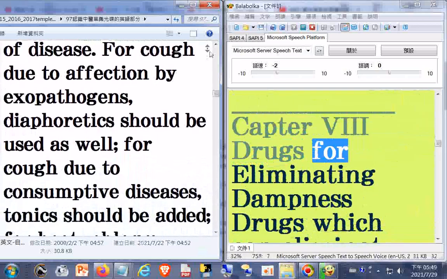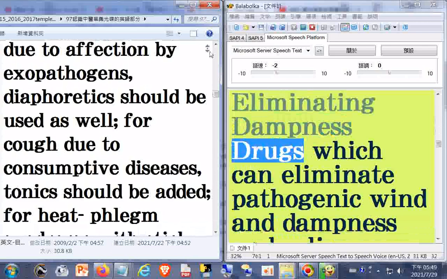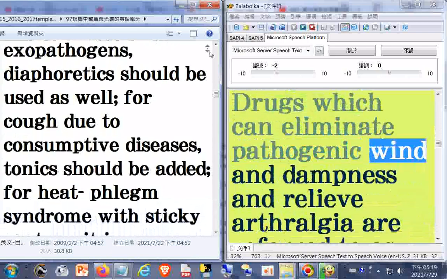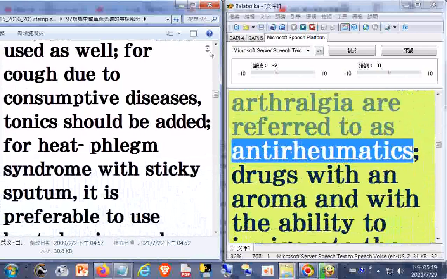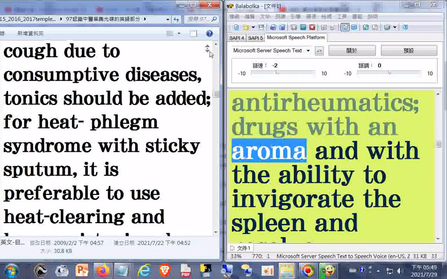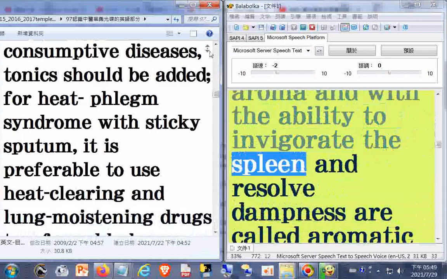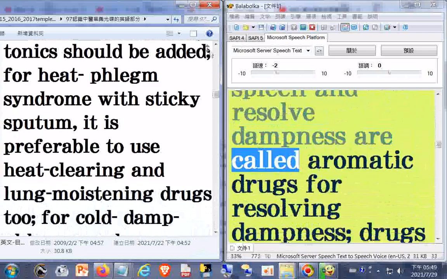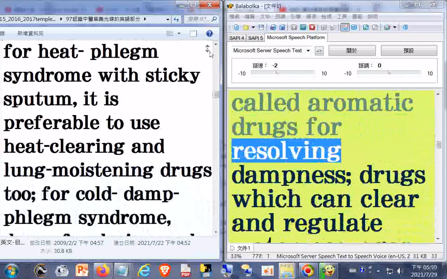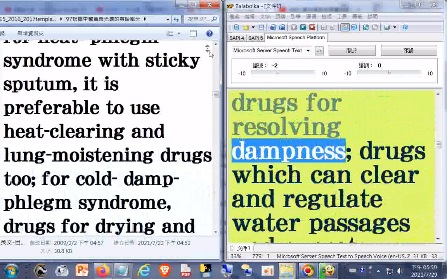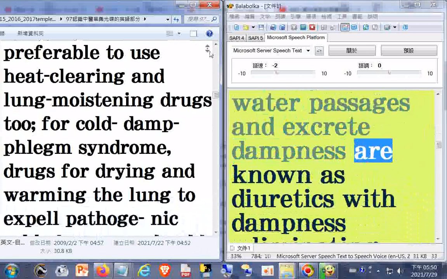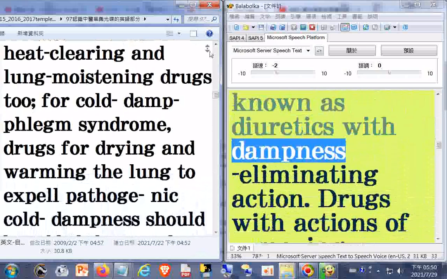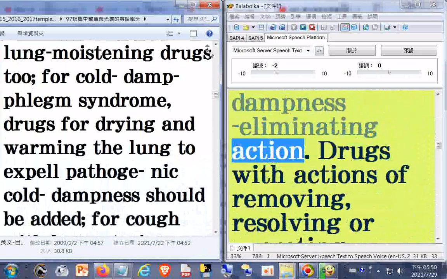Chapter 8 Drugs for Eliminating Dampness. Drugs which can eliminate pathogenic wind and dampness and relieve arthralgia are referred to as antirheumatics. Drugs with an aroma and with the ability to invigorate the spleen and resolve dampness are called aromatic drugs for resolving dampness. Drugs which can clear and regulate water passages and excrete dampness are known as diuretics with dampness-eliminating action.